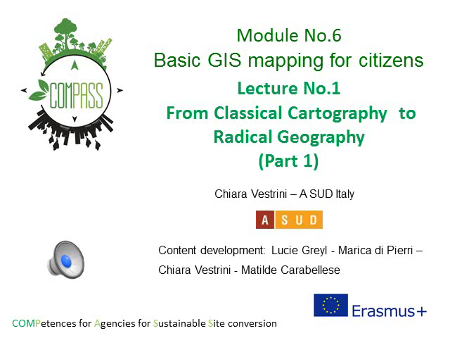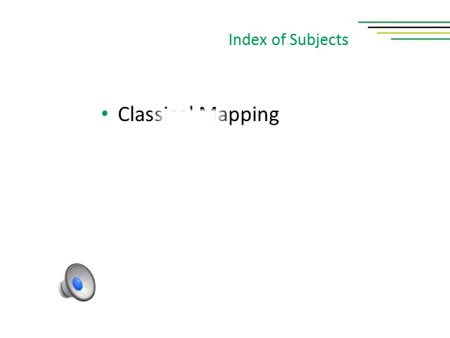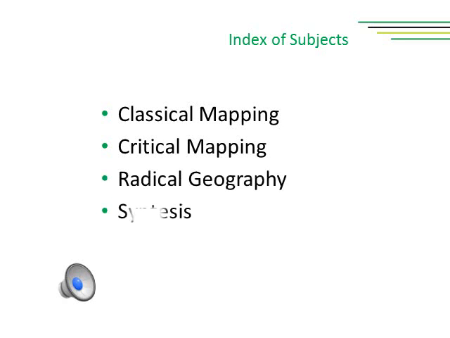Lecture number 1, from classical cartography to radical geography. This lecture will introduce the concept of map and its evolution through the history. We will analyze what is meant by classical mapping, critical mapping, and radical geography.